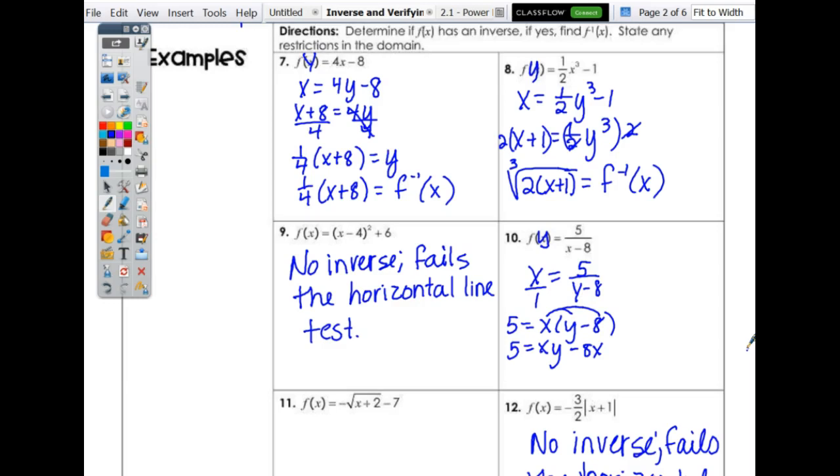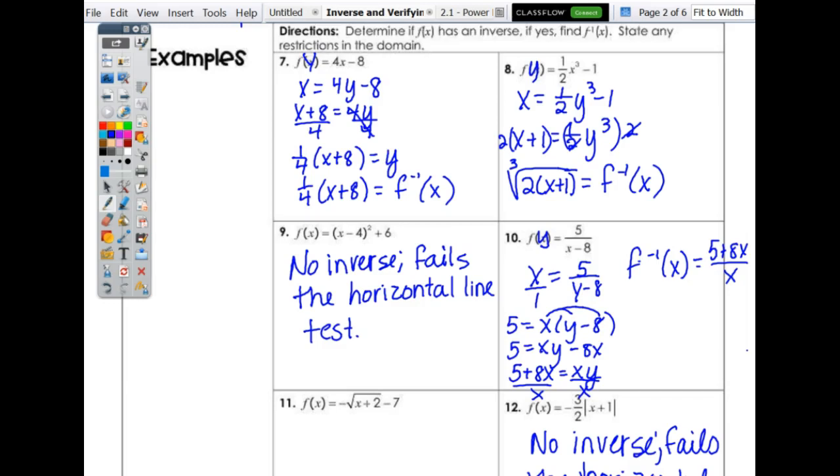The y. So can I add the 8x now? And how do I get the y by itself? I'm going to divide by x. And when I do that, I get this. 5 plus 8x over x. No, it's close, but no.